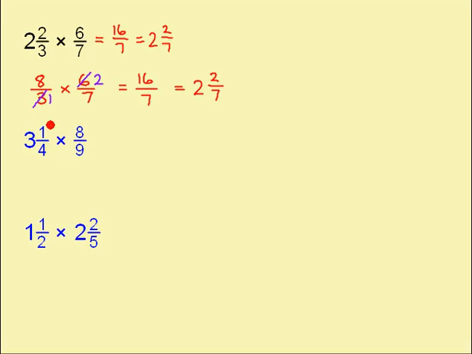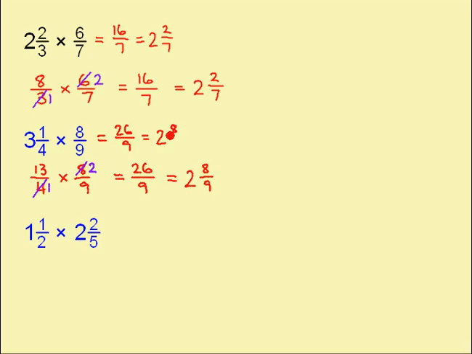So for this one, we have 3 times 4, that's 12, add the 1 is 13. So I've got 13 over 4 multiplied by 8 over 9. I can see that 4 goes into 4 once and into 8 twice. Now I can multiply. 13 times 2 is 26, and 1 times 9 is 9. This is the answer as a top-heavy fraction. To change it to a mixed number, 9 goes into 26 twice with a remainder of 8. So we have either 26 over 9 or 2 and 8 ninths.